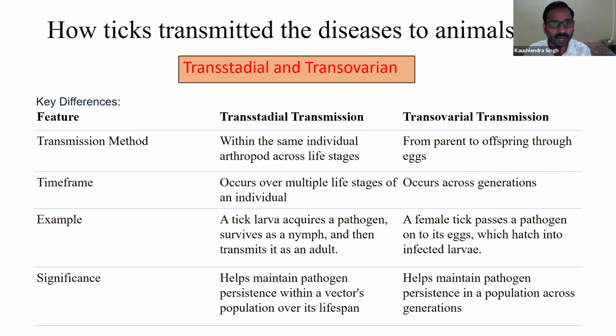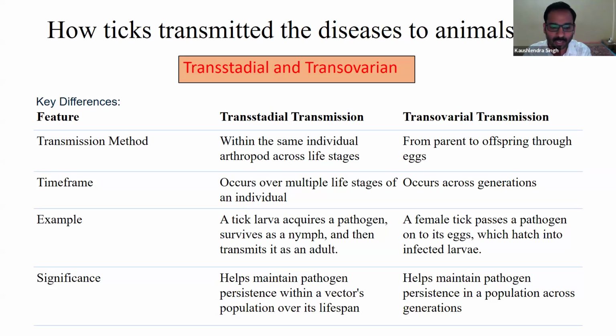Now coming to how ticks transmit the disease to animals. There are two methods, transstadial transmission and transovarian transmission. In transstadial transmission, the nymph stage transmits the infection that it acquired during the larval stage, and the adult stage transmits the infection acquired during the nymphal stage. The significance of transstadial transmission is that it helps to maintain pathogen persistence within the vector over its lifespan.